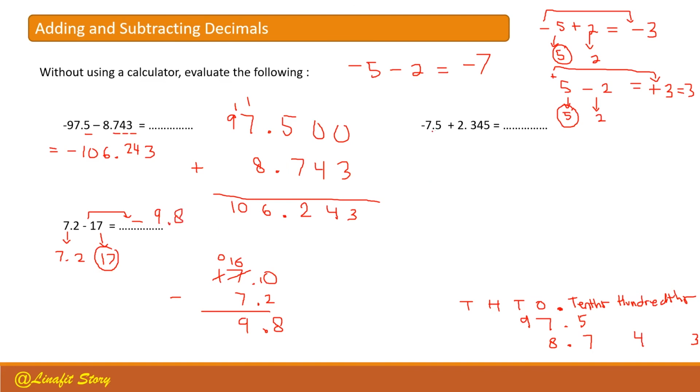Then this one, negative 7.5 plus 2.345. The absolute value of negative 7.5 is 7.5. And then the absolute value of positive 2.345 is 2.345. Which one is bigger? 7.5. Then copy its sign. So the answer is negative. Then find the difference between 7.5 and 2.345. Let's count. 7.5 minus 2.345. Put 2 zeros here.